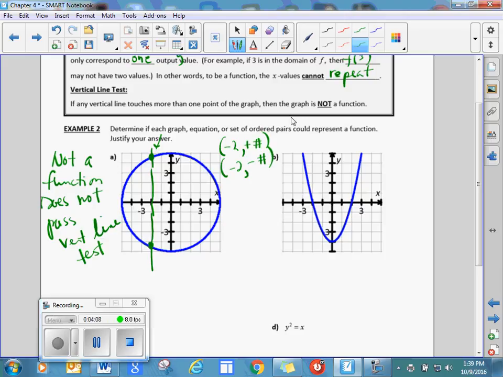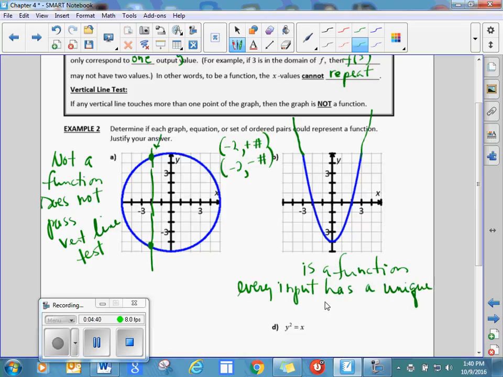Every single point, and this graph goes on forever and ever, every single vertical line that you would draw on this graph, I don't care how close it is to the next point on the graph, would have its own unique y value. So this is a function, because every input, every x, has a unique y value or output.